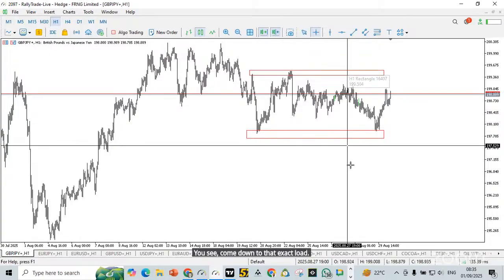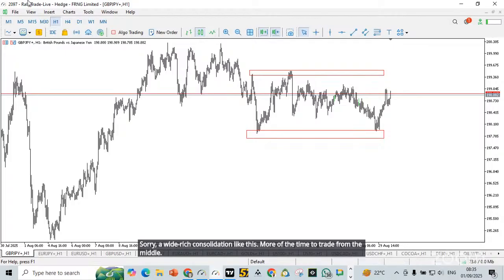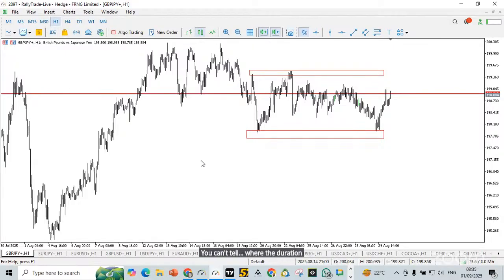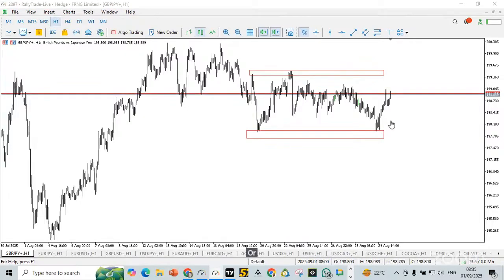And once there is a wide range consolidation like this, don't attempt most of the time to trade from the middle. You can't tell where the direction will be at that time. You simply need to mark the high and the low and then sell from the high or buy from the low. Keep it as simple as that. When there's a breakout, wait for a retest and follow the new direction.